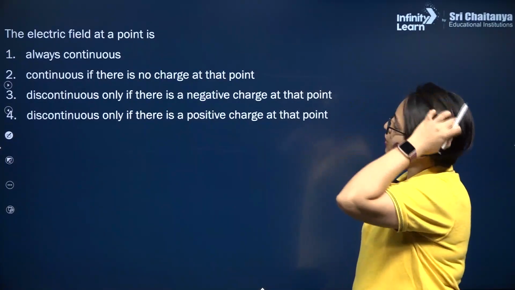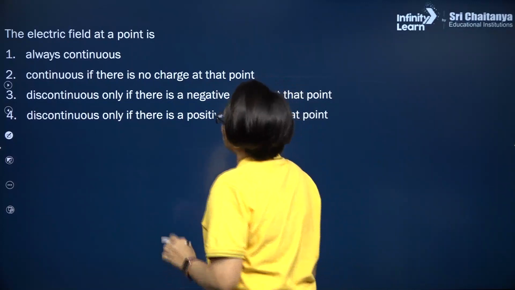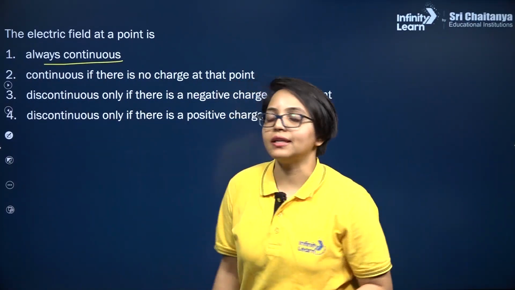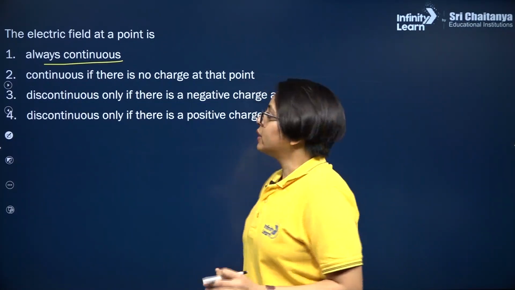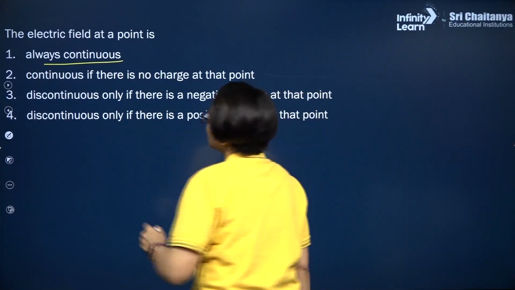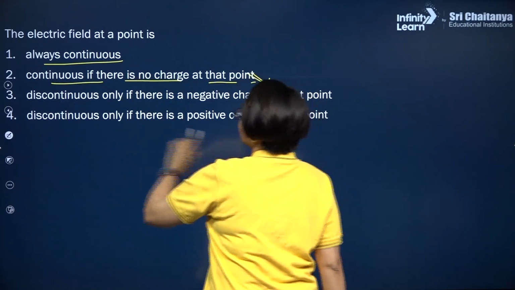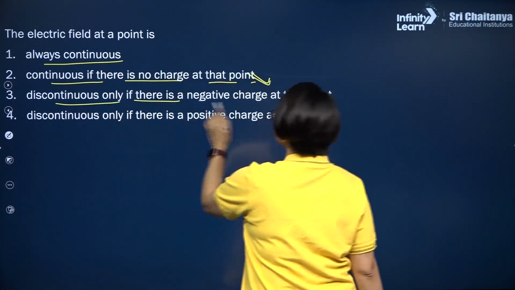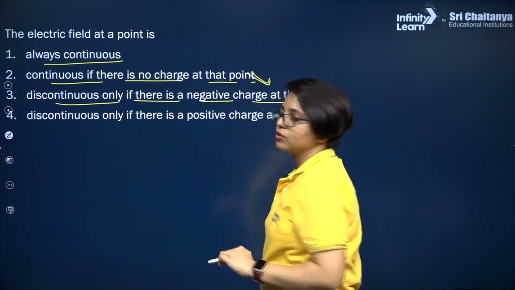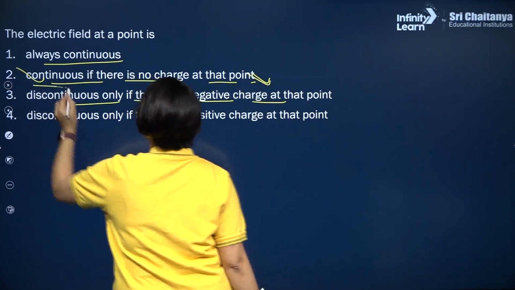Next is the electric field at a point. The electric field at a point is always continuous. Not true. It depends. If there is any charge, then the field will converge or diverge, right? So it is not always continuous. Continuous if there is no charge at that point. True. Discontinuous only if there is a negative charge. No, it will be discontinuous if there is a positive charge also, right? So the correct answer is option 2.